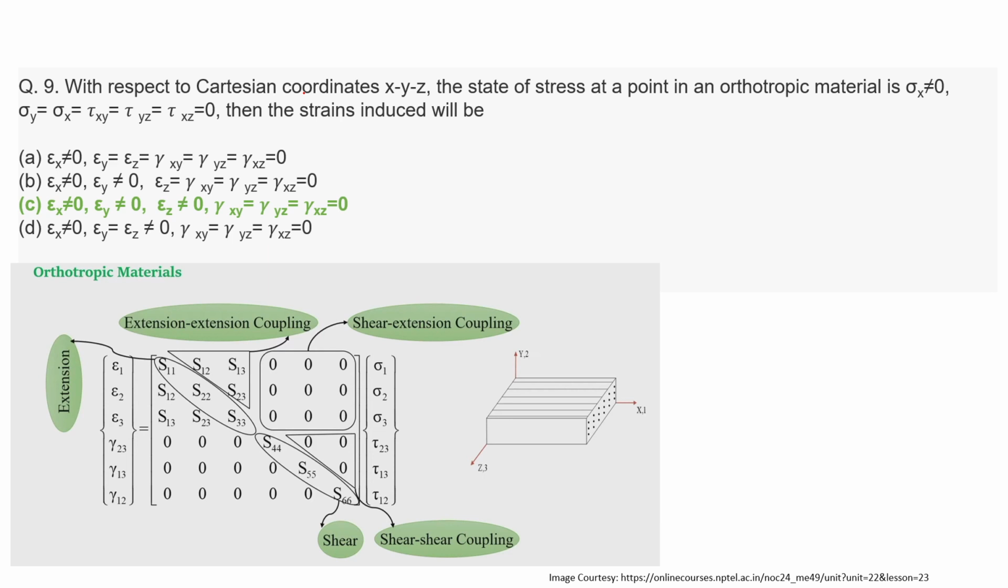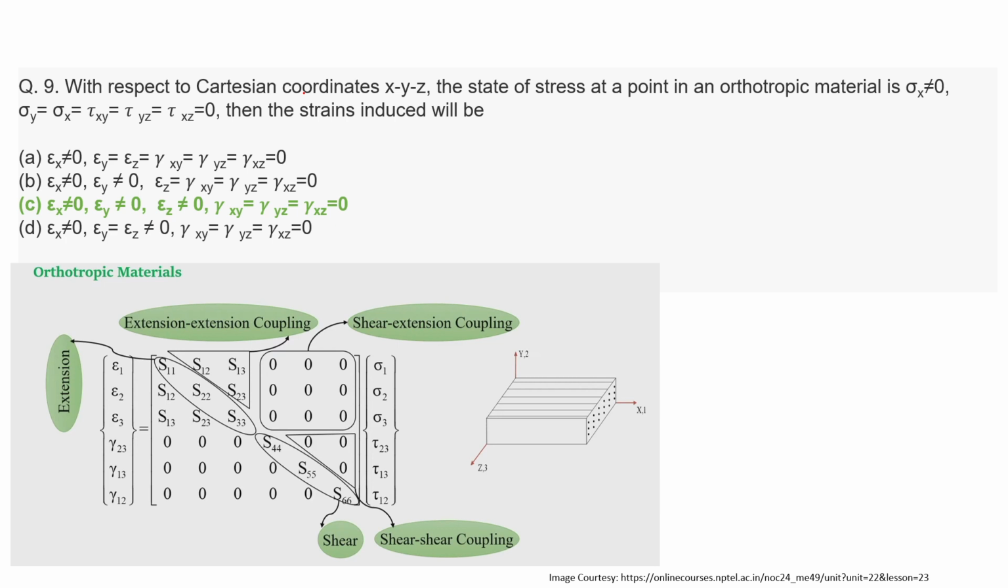Okay. The next question is question number 9. With respect to Cartesian coordinates x, y, z, the state of stress at a point in an orthotropic material is sigma x not equal to 0, and the stresses in y, z, and shear stresses in xy direction, yz direction, and xz direction are equal to 0. Then the strains induced will be.